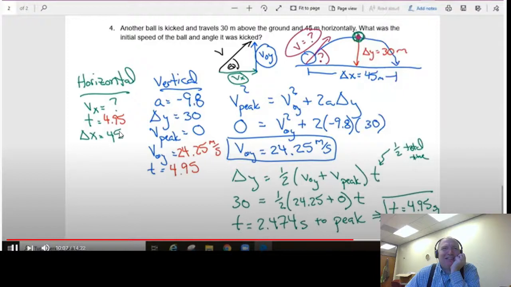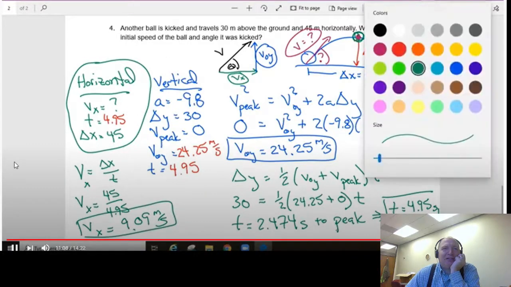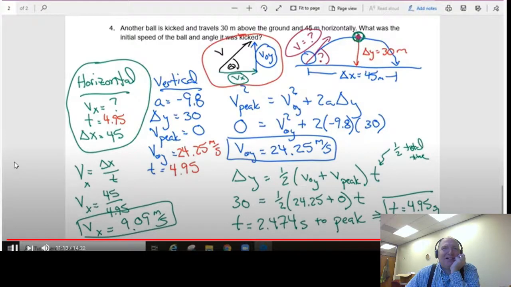Okay, so now the next step: I have enough information now to figure out what my horizontal velocity is. So now I'm going to use this equation. Vx is equal to delta x over t, and I can find my horizontal velocity. My delta x is equal to 45, my time is equal to 4.95. So my horizontal velocity, which is a constant velocity, is going to be equal to 9.09 meters per second. Okay, that's pretty fast. So now we know the components of our vectors, and we can figure out our total velocity and the angle that it was launched at.